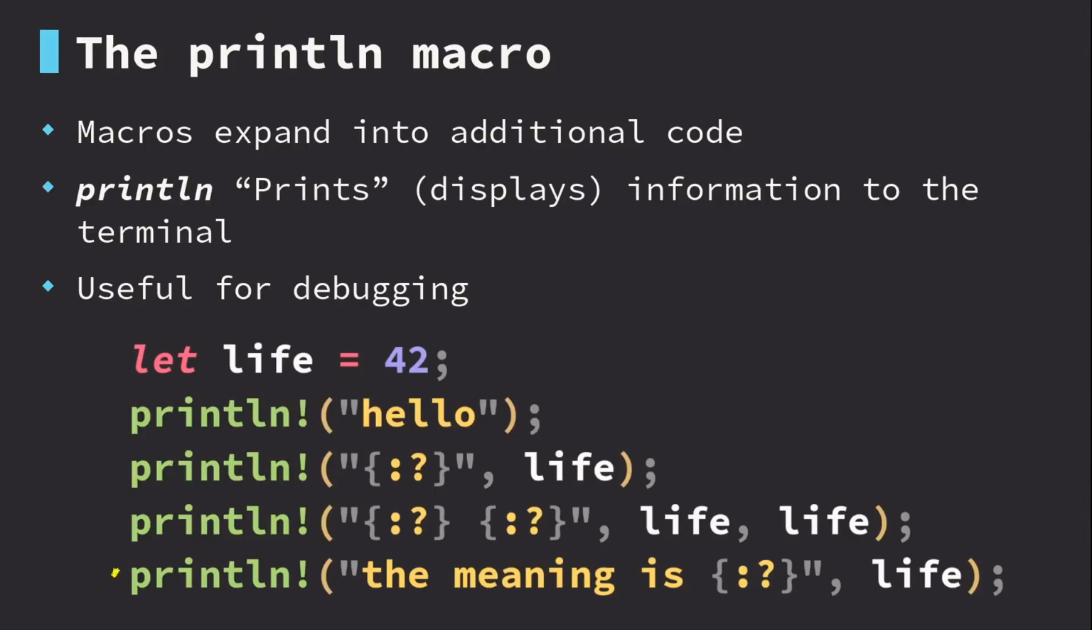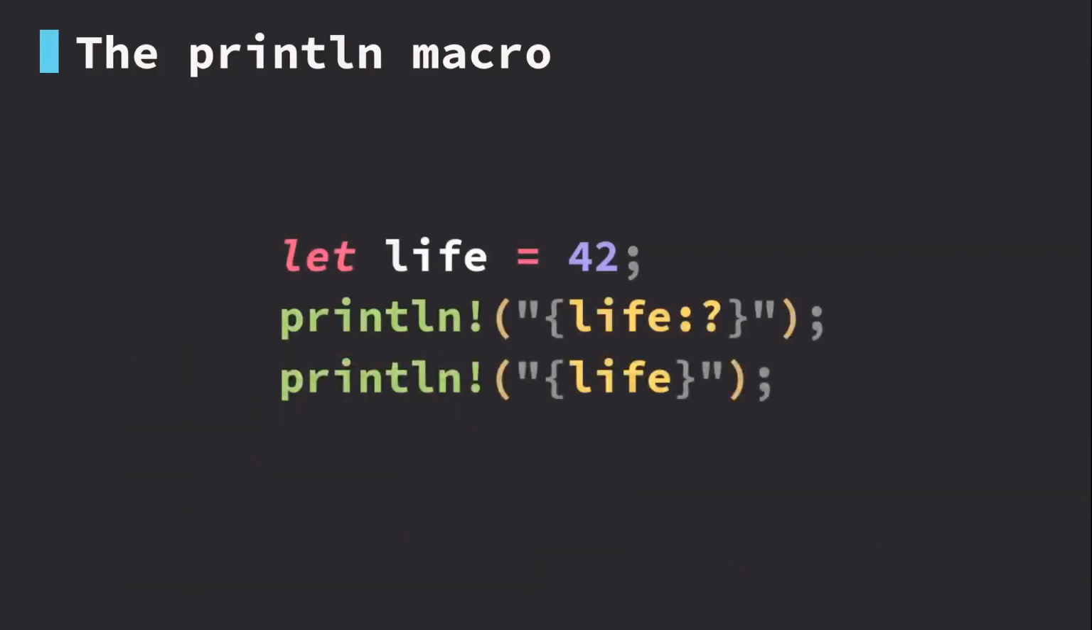It's possible to mix and match any characters that we would like. So here on this last invocation, we're going to print out a short phrase. The meaning is, and then this will be 42 because we're pulling 42 out of the life variable. It's also possible to directly use variables within our string here. So instead of having to have a comma and then additional things, we can just include the variable name, our colon, and then our question mark.